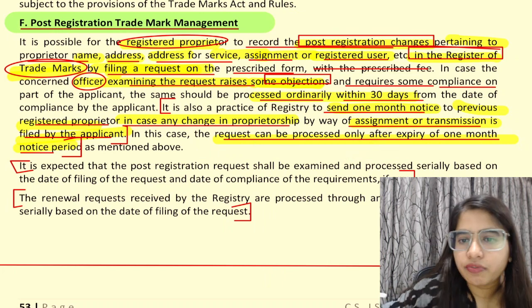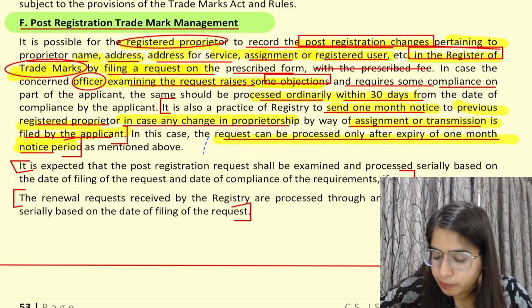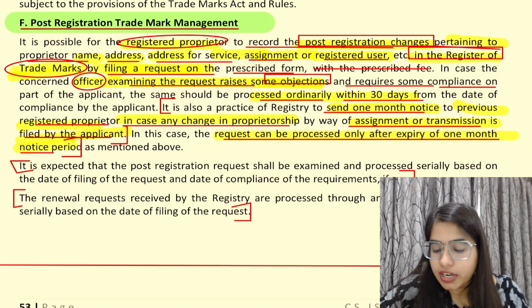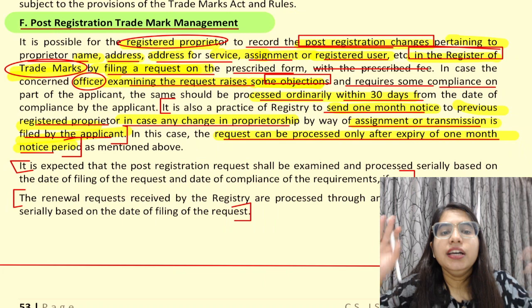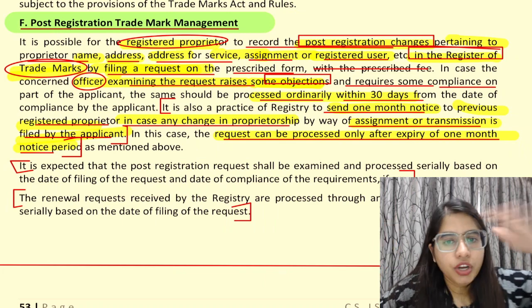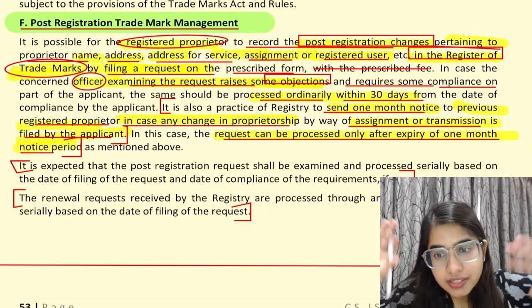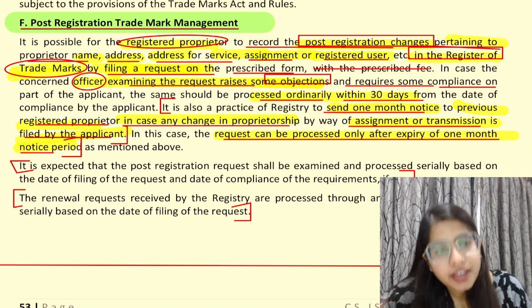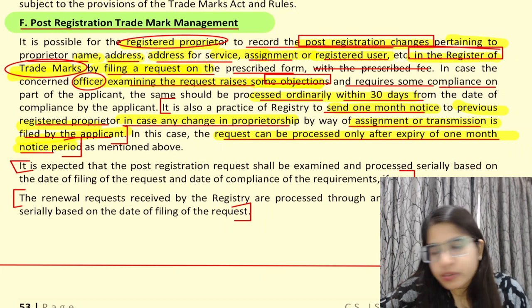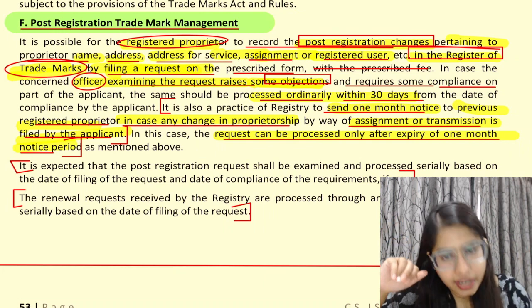Are we clear with this? And we have to wait for 1 month. We will give 1 month time to the previous owner. Let's say the previous owner of Maggi, Nestle, we will give 1 month time to Nestle to object to this. And we will ask him, are you serious, are you only transferring your brand name to Mr. A, or has he infringed your rights? Are we clear with this?